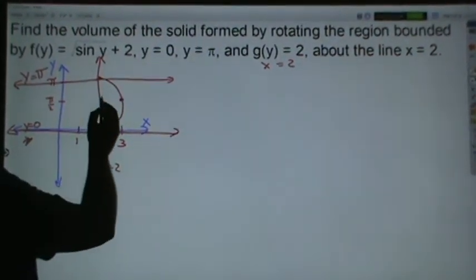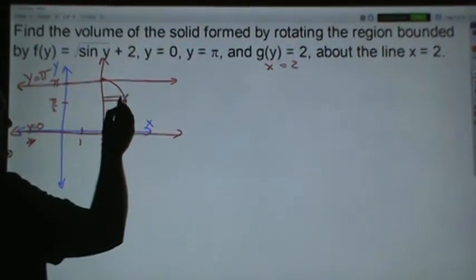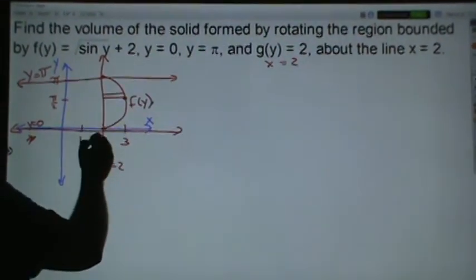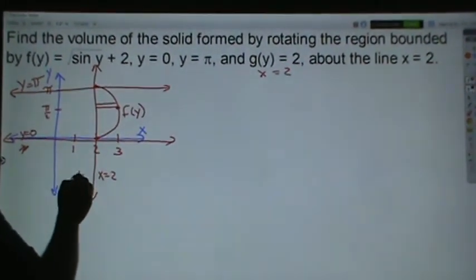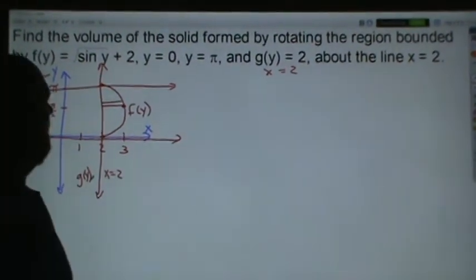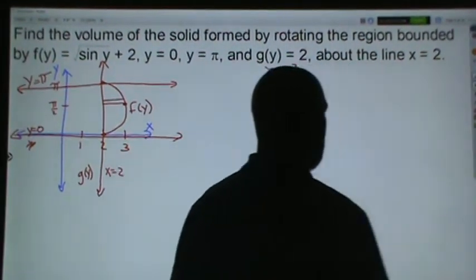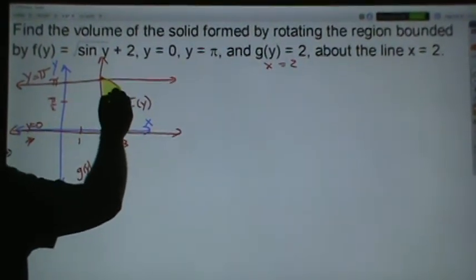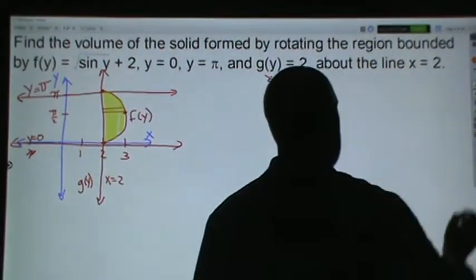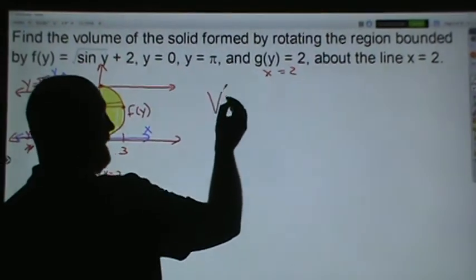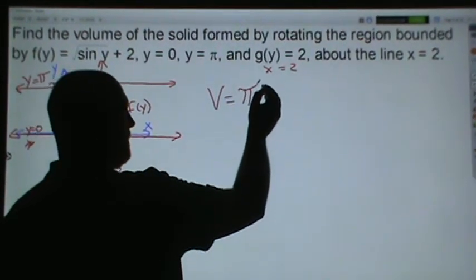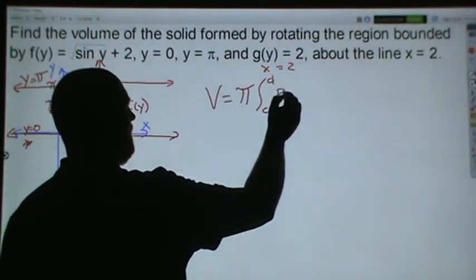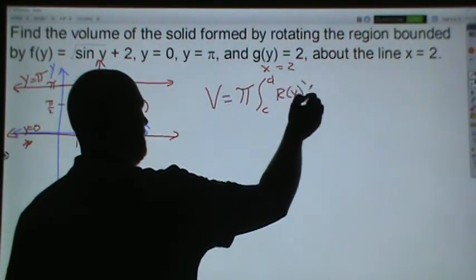So I'm going to be finding the volume, assuming that this region right here, remember this right here is f of y, this right here, the straight line, is g of y. We find the volume of that region trapped right between f of y and g of y, between 0 and pi. So my volume is still equal to pi r squared, but we're going to be writing everything in terms of y here. So we're going to have pi times the integral from c to d of r of y squared dy.